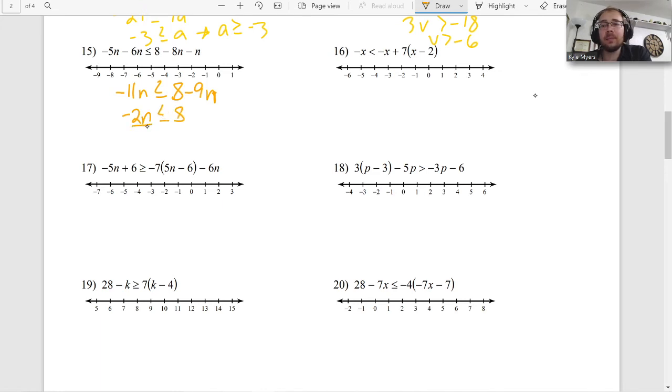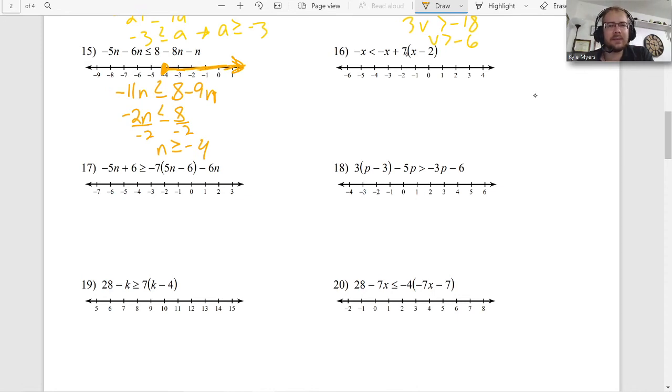And then I want to divide both sides by negative 2. So n is going to be greater than or equal to, don't forget to flip the sign, negative 4. Greater than or equal to negative 4. So we'd go like this. And we're on to the next one.